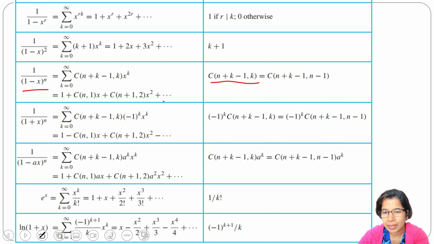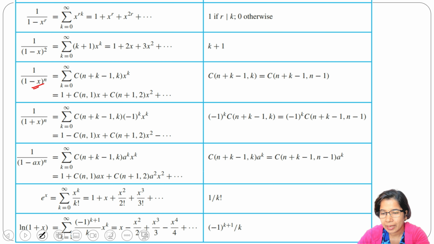1 divide (1 + x)^n, summation of k equals 0 to infinity C(n+k-1, k) (-1)^k x^k. If you know this formula, in place of x, just substitute minus x, you will get this one. So that equals 1 - C(n,1) x + C(n+1, 2) x^2 and so on. So that's why (-1)^k. Here what is a_k? a_k equals (-1)^k C(n+k-1, k), or you can say (-1)^k C(n+k-1, n-1).